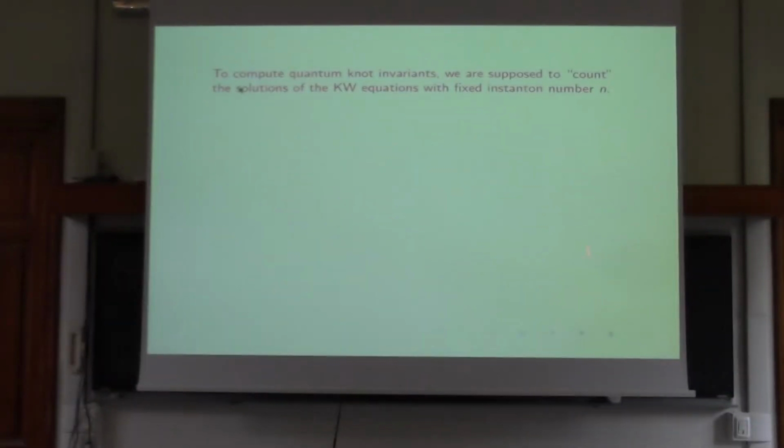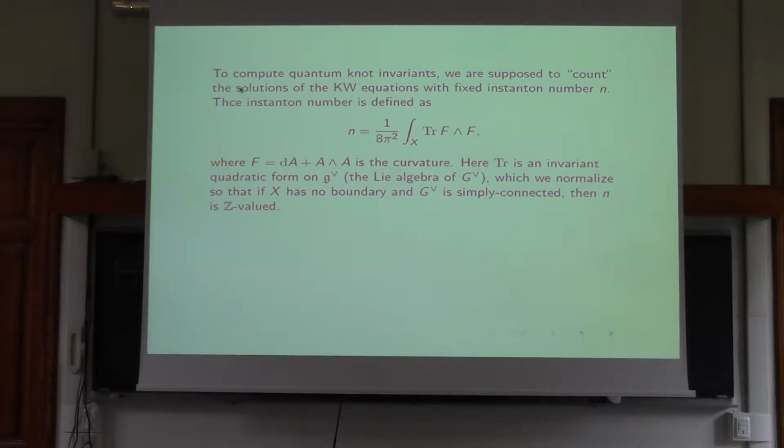To compute quantum knot invariants, we're supposed to count the solutions of the KW equations with fixed instanton number n. The instanton number is defined in the usual way as a curvature integral over a four-manifold. Here trace is an invariant quadratic form, which we normalize so that if X has no boundary and the group is simply connected, then n is an integer. For example, in the case of SU(N), little n would be the second Chern class of the bundle E.